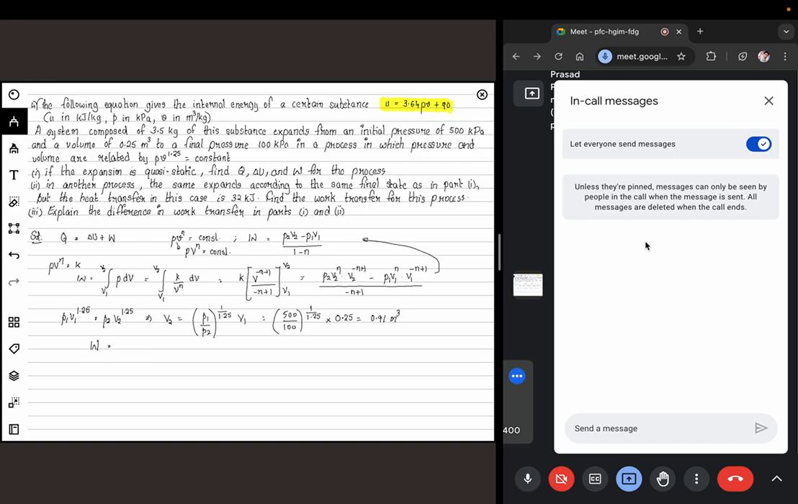So P2 is 100 kilopascals times V2. This will be in kilojoules. So I have calculated the work done. The next part is to calculate the change in internal energy.